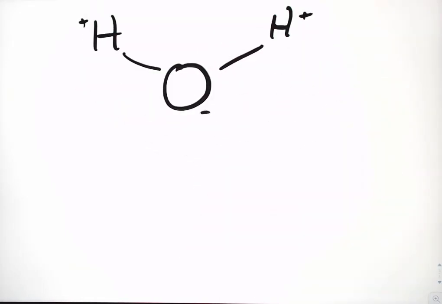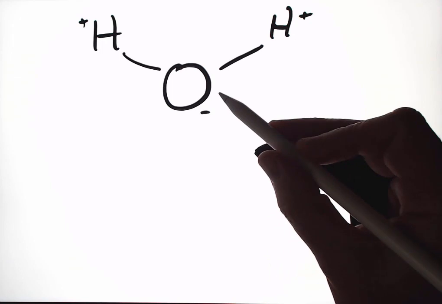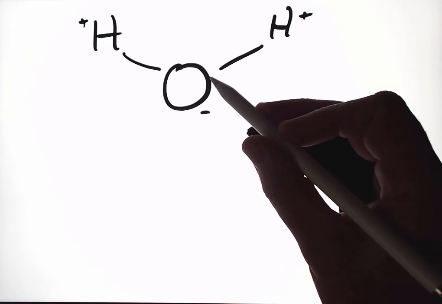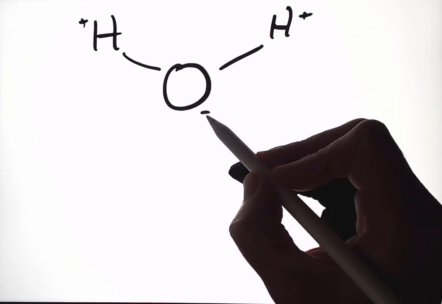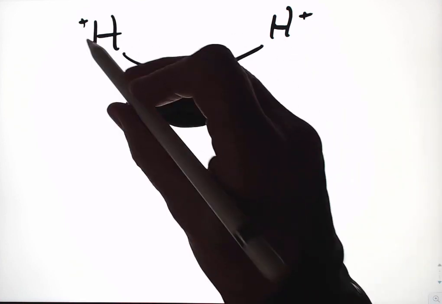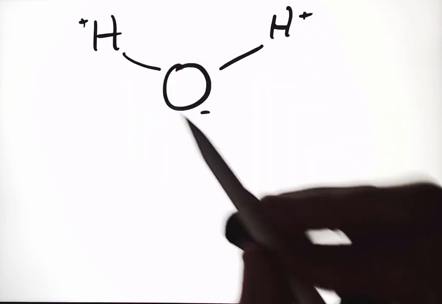I'll just put little positive charges, very small ones, next to the hydrogens and a very small negative charge next to the oxygen. And of course, the negative charge on the oxygen is about twice the charges on the hydrogens, but I'll just put a little single negative there.